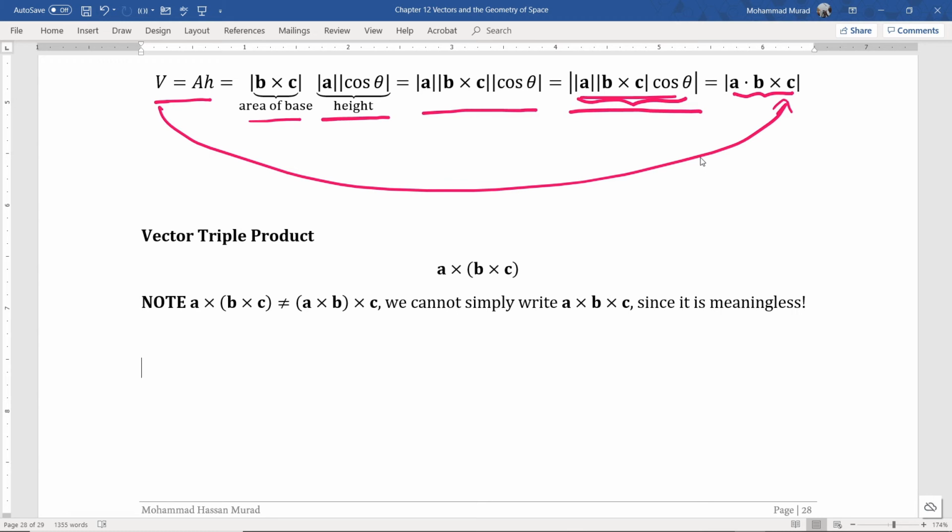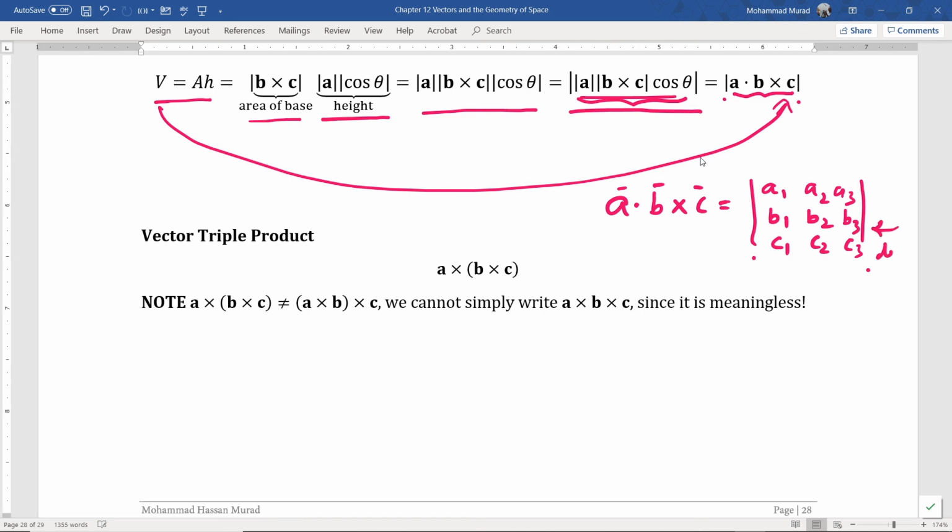So we must be careful in calculating the volume. When we use the formula A dot B cross C, we have a determinant whose first row contains the components of the first vector, the second row contains the components of the second vector, and the third row contains the components of the third vector. We should not confuse ourselves with the bars here and the bars here. These bars are from the determinant, but these bars are due to the absolute value. So we better put an absolute value there. So we have the absolute value here.